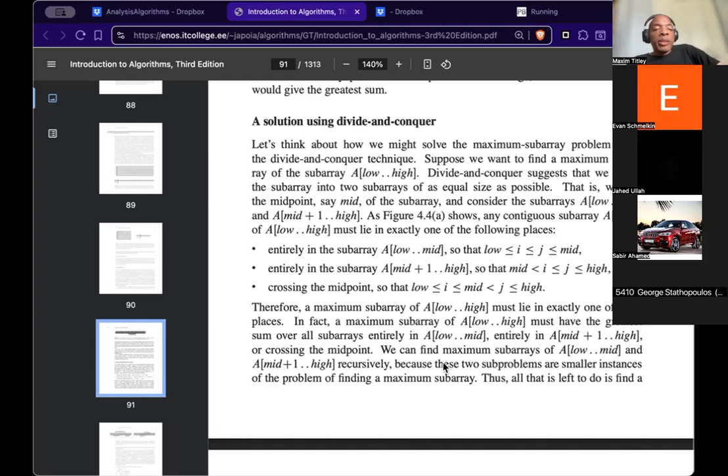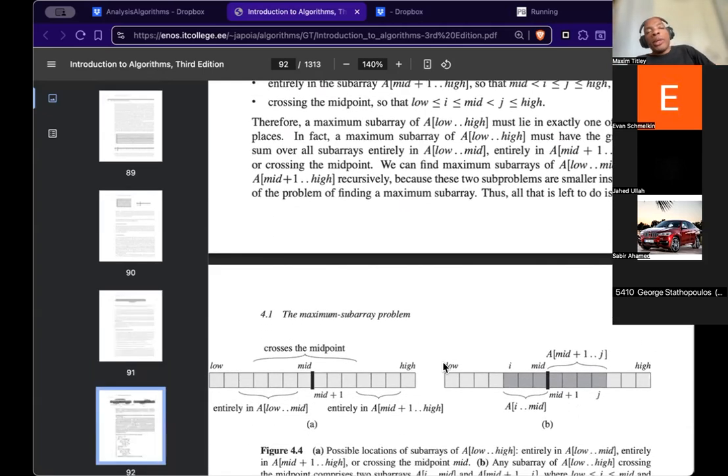Okay. So now a subarray is going to have to go from low to high, okay? And it's going to have those elements that suggest that there's a connection between that low and high interface.